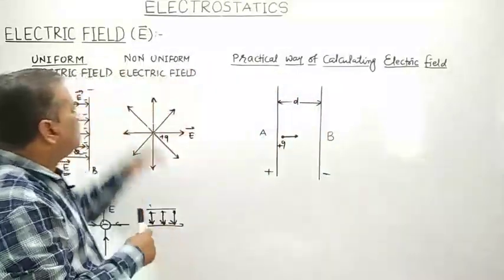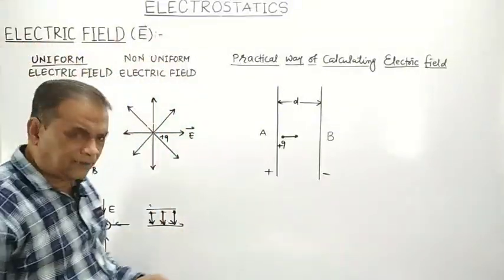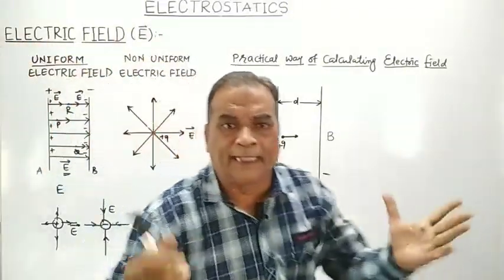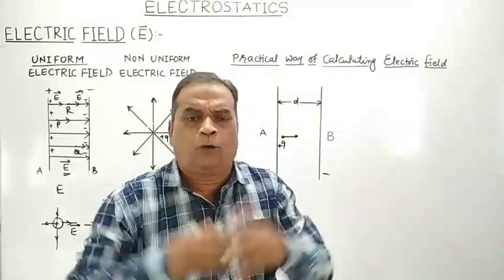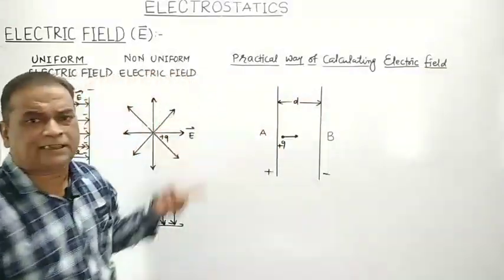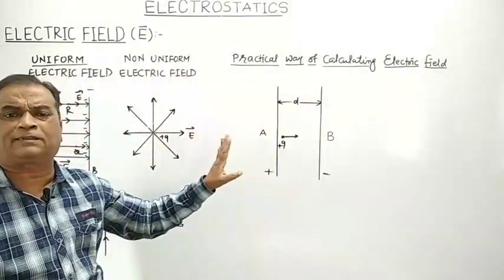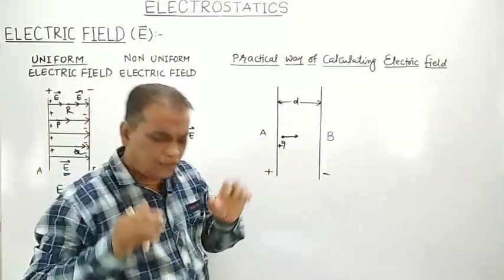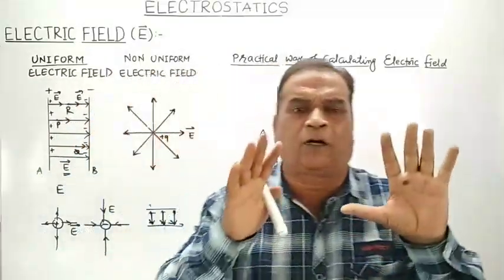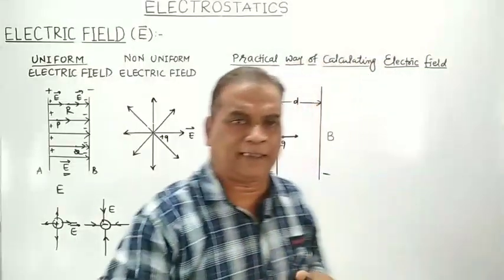Now, a non-uniform electric field: an electric field whose magnitude as well as the directions at all the points are not the same. Such an electric field is called a non-uniform electric field.